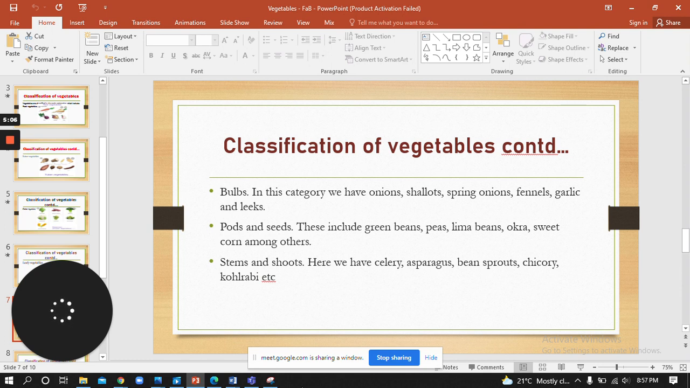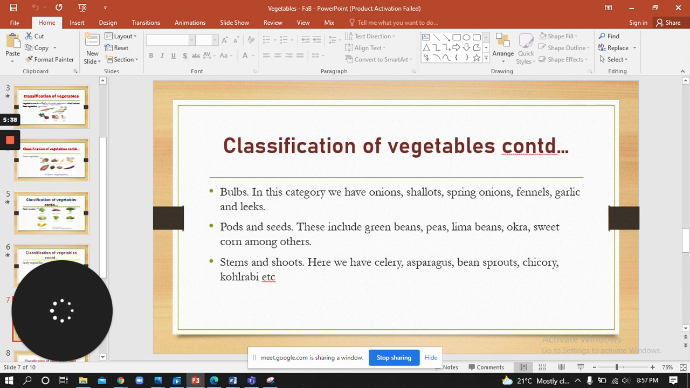Our next category is the pods and seeds category. These are the vegetables which come as a pod or as a seed in that particular plant in which they grow. And obviously that becomes the beans, specifically the green beans, the peas, the lima beans. There is also okra, and there's also sweet corn and others. These fall under the category of pods and seeds.